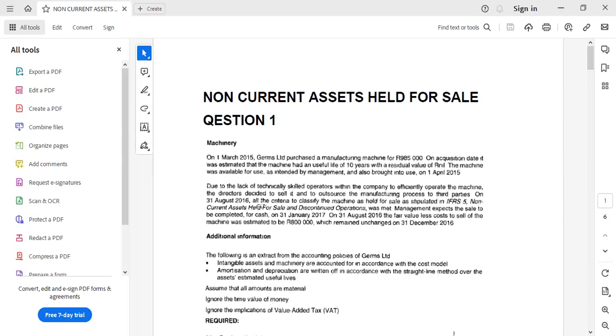the directors decided to sell it and to outsource the manufacturing process to third parties. On 31 August 2016, all the criteria to classify the machine as held for sale, as stipulated in IFRS 5, non-current assets held for sale and discontinued operation, was met.